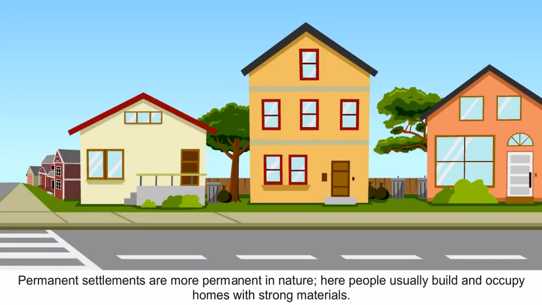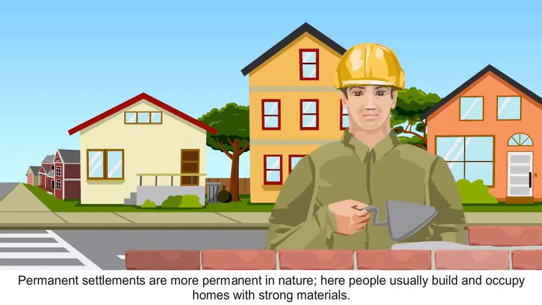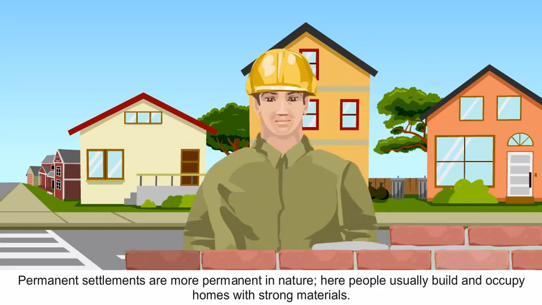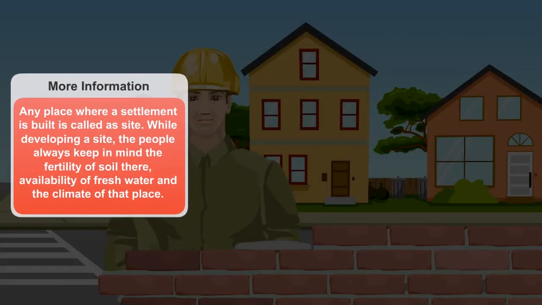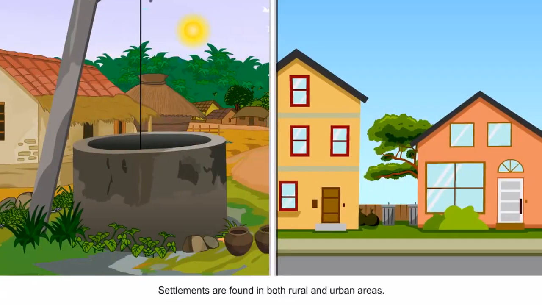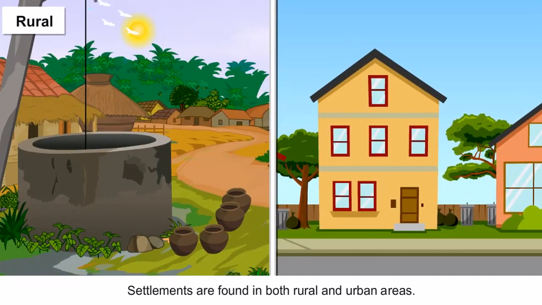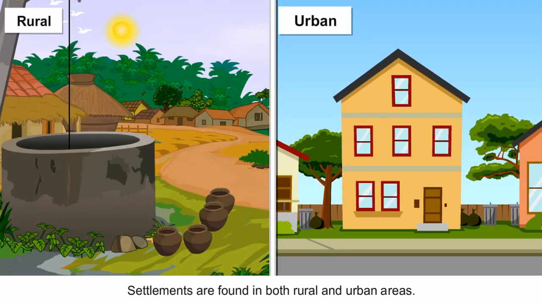Permanent settlements are more permanent in nature. Here people usually build and occupy homes with strong materials. Settlements are found in both rural and urban areas.